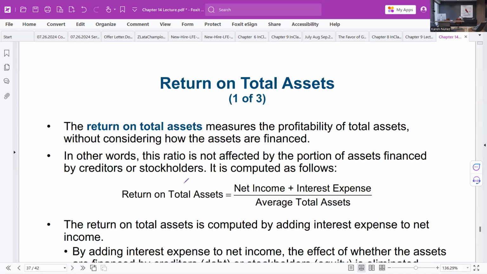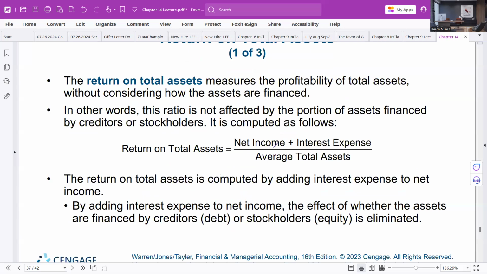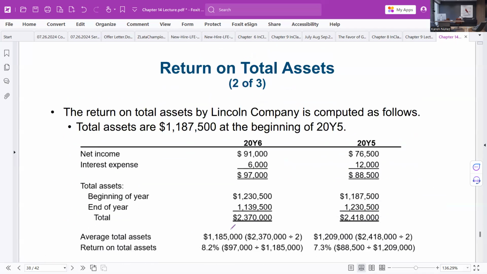And the return on total assets looks at our ability to use those assets to generate income, income after interest. So in this example, you can see if we take that income and we add back the interest, because interest is a non-operating item. So we really want to know what the income is that's being generated by the business. So we add back the interest to get that measure, and then we divide those assets into that.